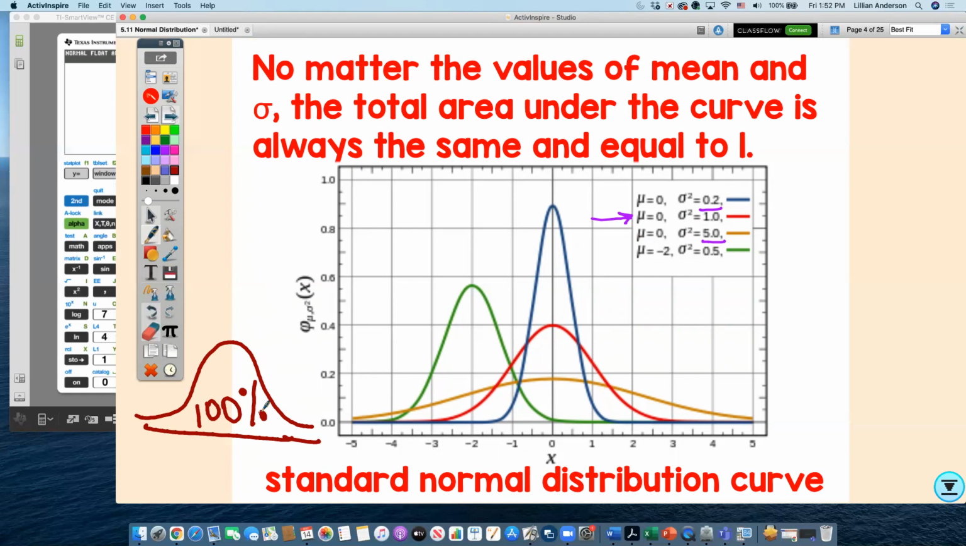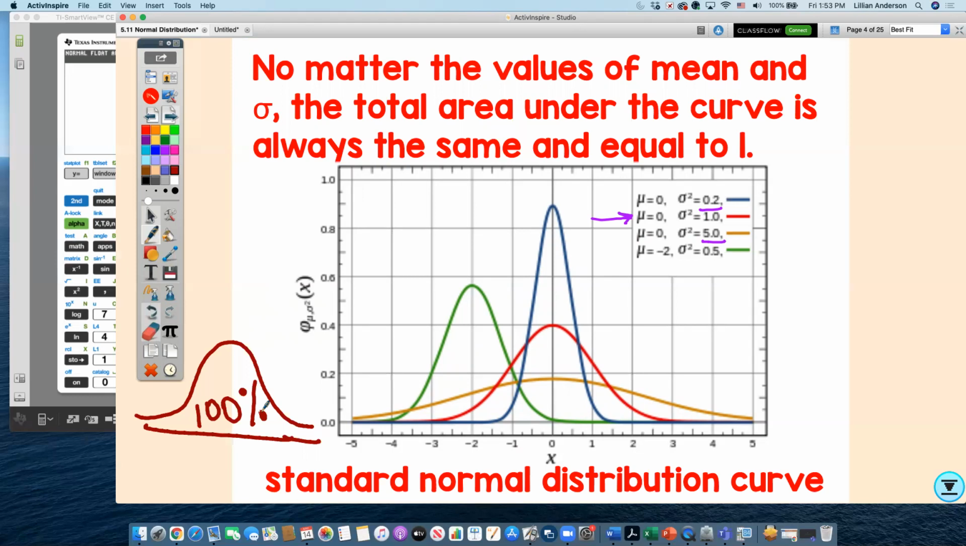This diagram also shows you a standard normal distribution curve where the mean is 0, and a few other ones where the mean is something other than 0, like the green one, where the mean is -2. The other ones have a mean of 0 but different standard deviations. The blue line shows a small variance of 0.2. So the standard deviation would be the square root of that. That's why it's super skinny. It's not that spread out.